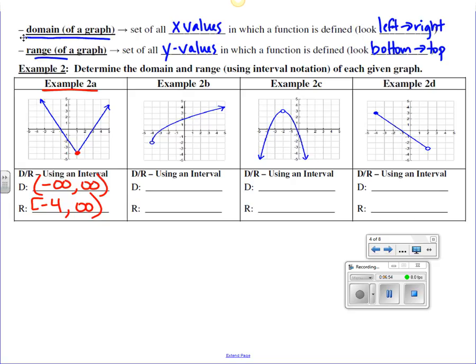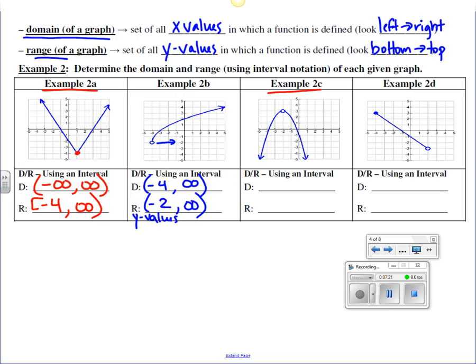All right, this next one, domain, you look left to right. So on the left, it starts at -4, and it's an open circle, so you use a parenthesis. And to the right, it goes to positive infinity. For the range, you look from bottom to top. So at the bottom, remember this is your y values. So it is at -2 to infinity.